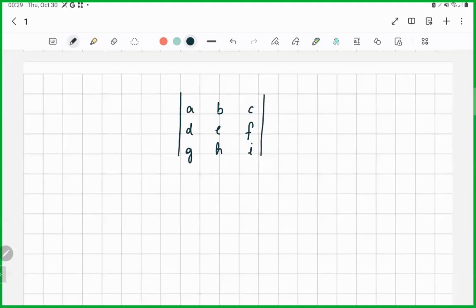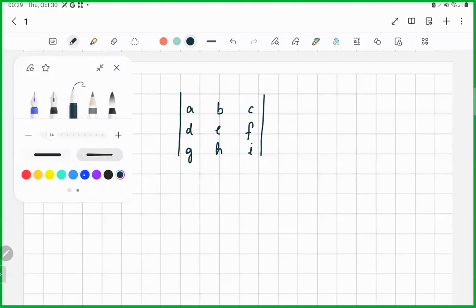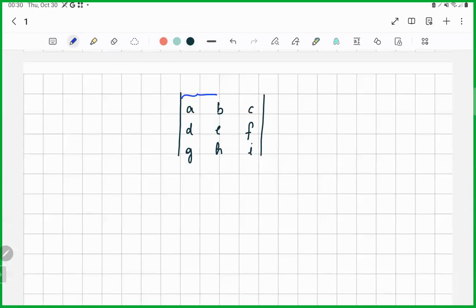Well, you may already have your method, but something that can be helpful, some students do that, is to copy this column again here, and then we go diagonal. Okay, so we have A, E, and I. Another diagonal, we have B, F, and G. Another diagonal, we have C, D, and H.